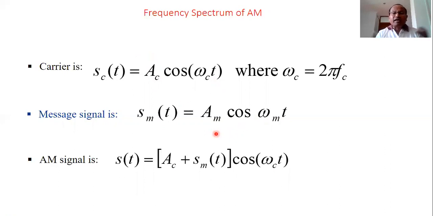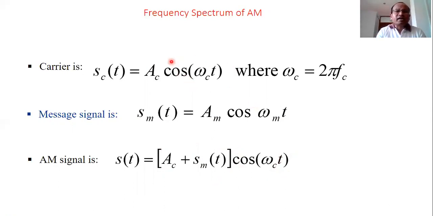So can we get the AM signal? The AM signal can be written as, look at the expression carefully, s(t) = [Ac + sm(t)] cosine omega_c t. Can you understand why cosine omega_c t? Cosine omega_c t is the term given in the carrier signal.